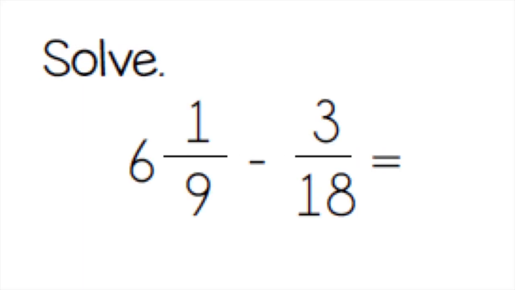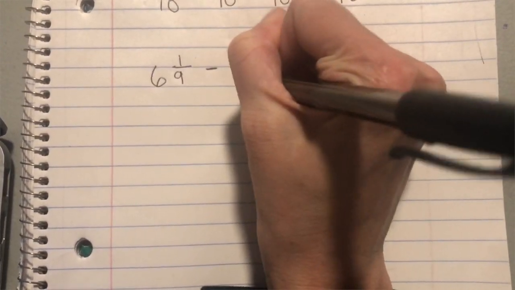Okay, this is the next problem that you are going to solve and write in the comments. So what is 6 1/9 minus 3/18? To solve this, you have to change that 6 1/9 into an improper fraction. Okay, so actually we can do that part together just so that you remember, even though we just did that yesterday and the day before. I'll be nice. Okay, 6 1/9 minus 3/18.